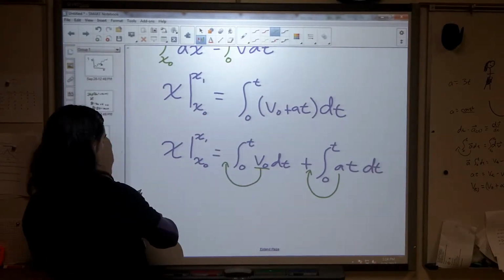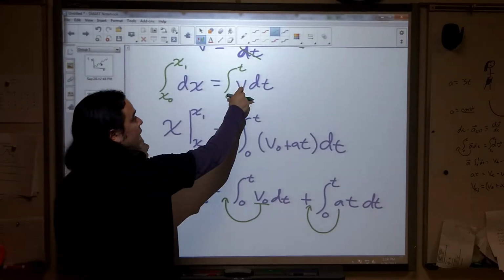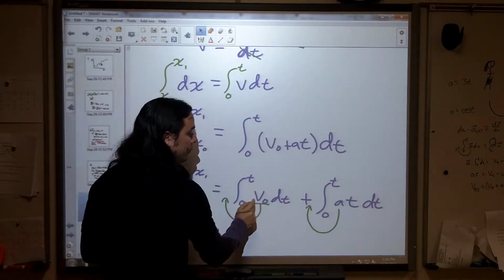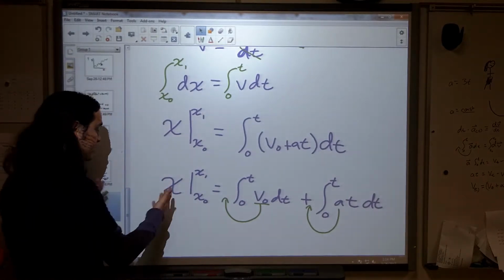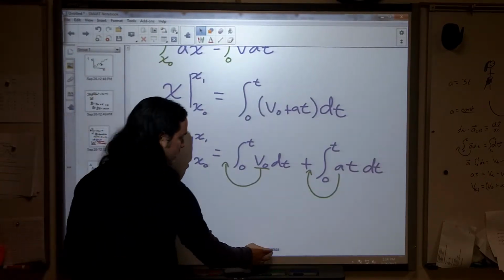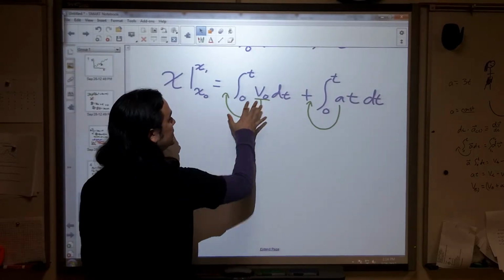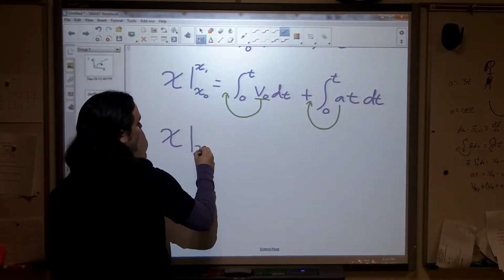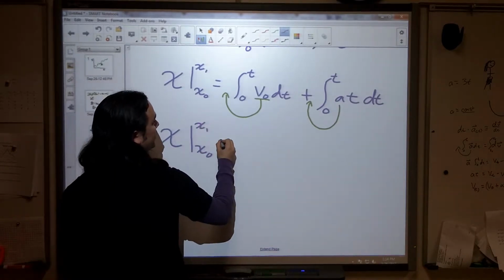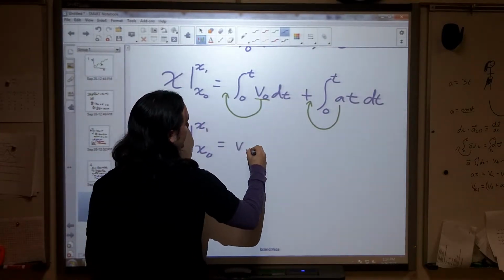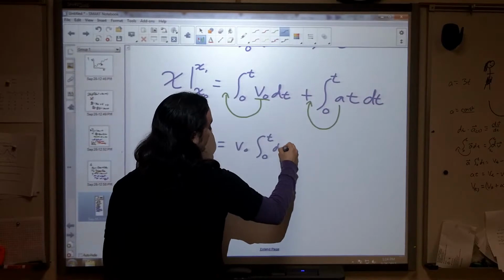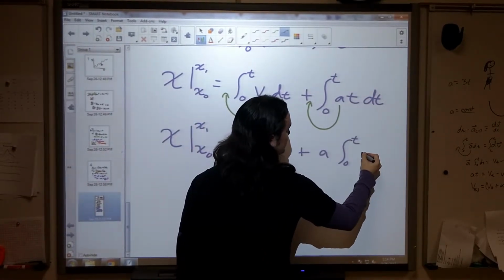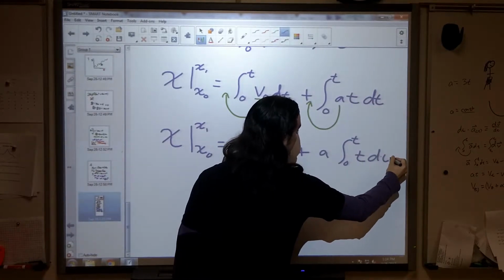The velocity, as a function of time, will change throughout the problem, but the initial velocity will stay the same, because that's how things were at the very beginning of the time period you're looking at. It's a constant, which means we get the following. x evaluated from x naught to x final equals v naught times the integral from 0 to t of dt plus a times the integral evaluated from 0 to t of t dt.